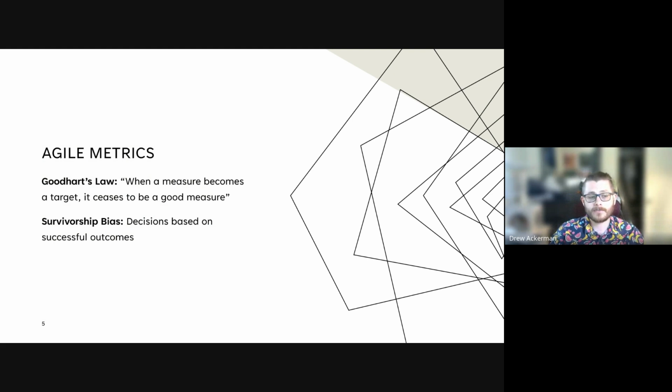noticing the negative effects that occur because of, again, survivorship bias, this idea that decisions based on successful outcomes means that the process is successful, rather than looking and saying, well, yes, this was successful, but we also need to look at the failures of it. And you'll see that over time, you start to gamify these metrics. So the developers try to increase their velocity, management tries to stuff more tickets in to make their velocity go up, but you're not seeing the downsides of that.